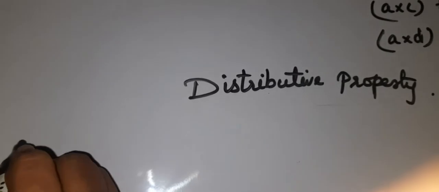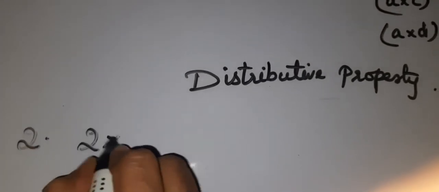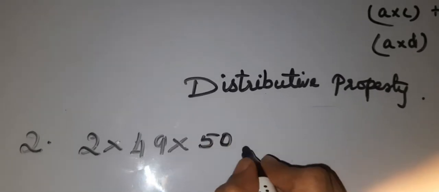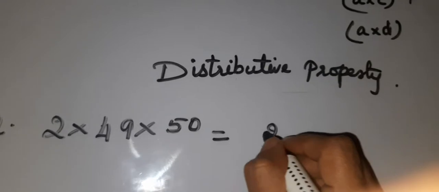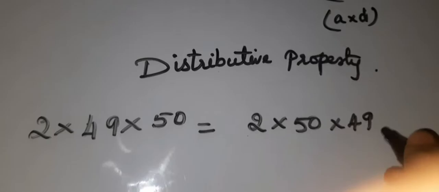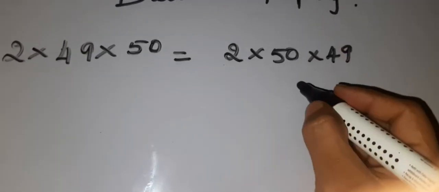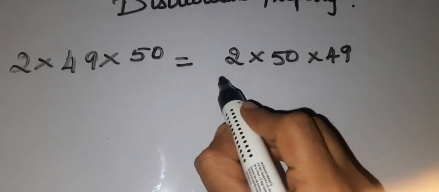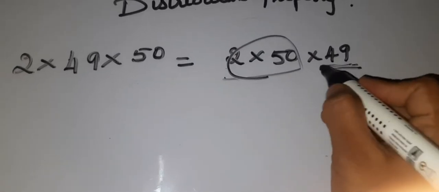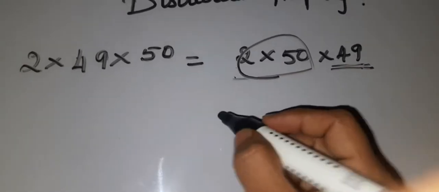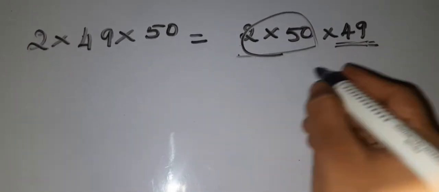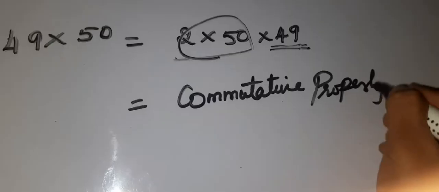Now let's solve the second problem. 2 into 49 multiplied by 50, which is equal to 2 into 50 multiplied by 49. This comes under the commutative property because they have just interchanged the numbers according to their convenience, so that it will be easy for calculating all the three numbers. However it is multiplied, the product of three numbers will be the same. So this comes under the commutative property.